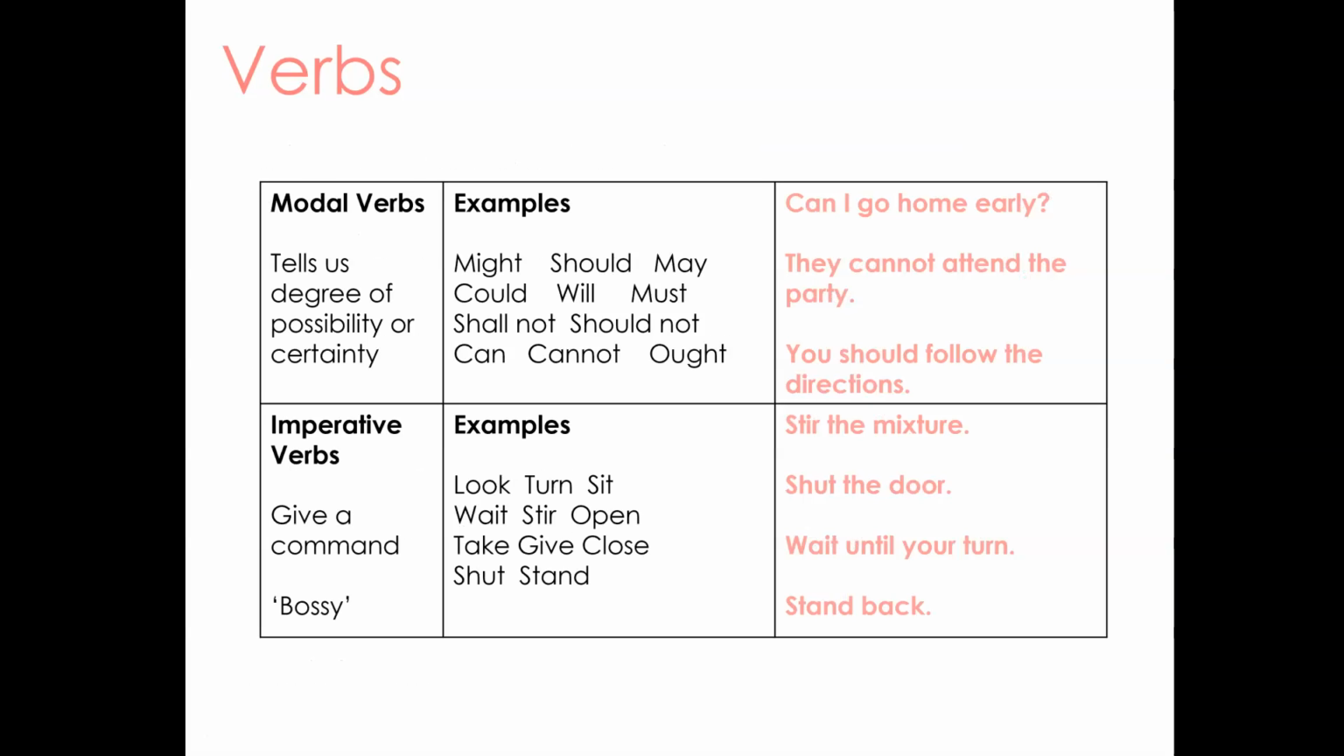There are two other types of verbs that I want to focus on here: modal verbs and imperative verbs. Modal verbs tell us the degree of possibility or a degree of certainty of something happening. So some examples are might or may, could. And we can see that they suggest something a bit tentative. It may happen, we're not quite sure yet.